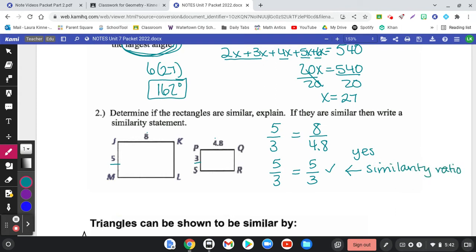And we want to write a similarity statement. So we're just going to say rectangle JKLM. Remember, when you're naming it, you don't want to pick up your pencil. You want to go right in order. JKLM would correspond with PQRS. So it's similar to PQRS. Remember, similar means same shape, just a different size.